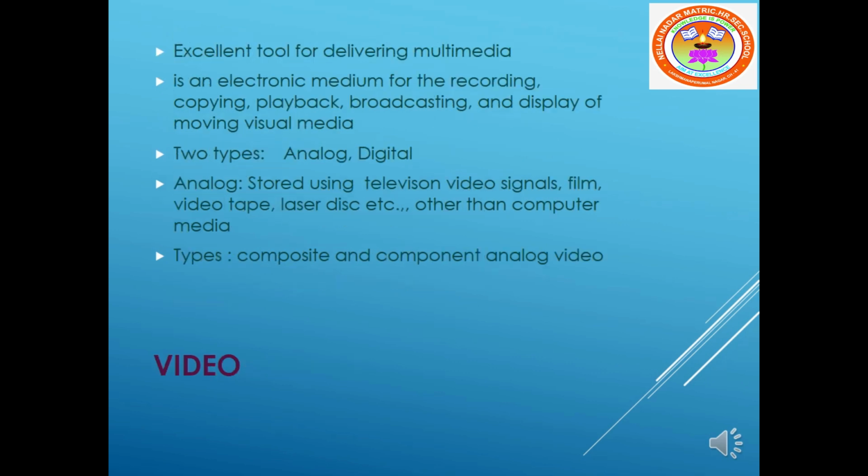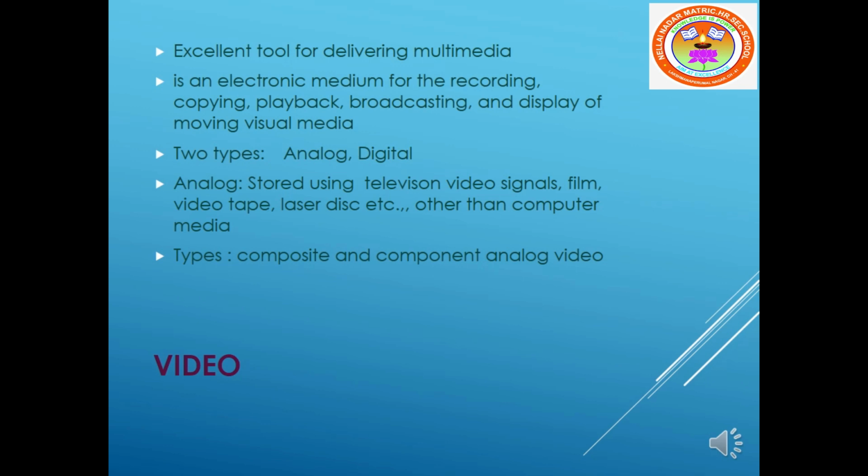Okay, next is video. Video is an excellent tool for delivering multimedia. It is an electronic medium for the recording, copying, playback, broadcasting, and display of moving visual media. What are the two types of video? Analog video or digital video? Video is defined as the display of a recorded event. Say an event was recorded one day, that is going to be displayed.